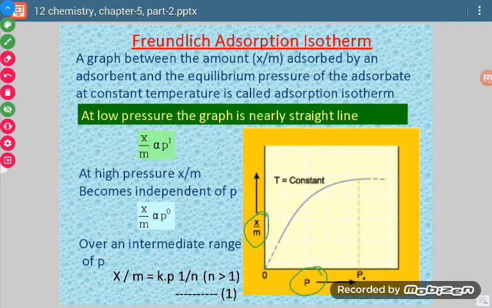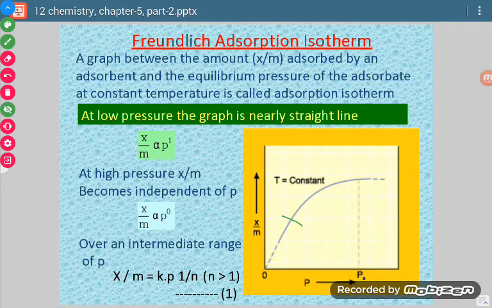So what is Freundlich adsorption isotherm? Freundlich is the name of the scientist who gave this adsorption isotherm. He plotted a graph between extent of adsorption and pressure by taking temperature as constant. He got a curve, and then he divided the curve into three parts. One at very low pressure.